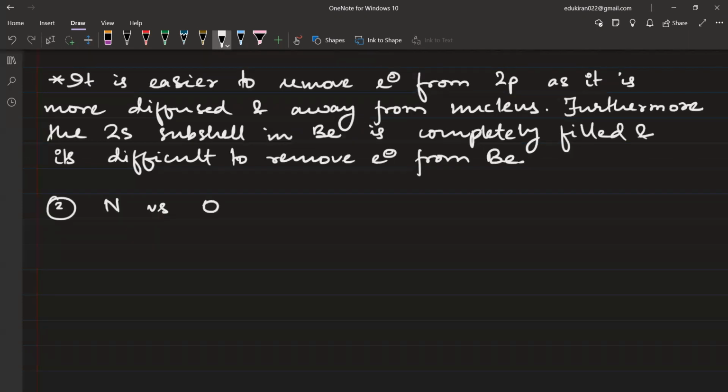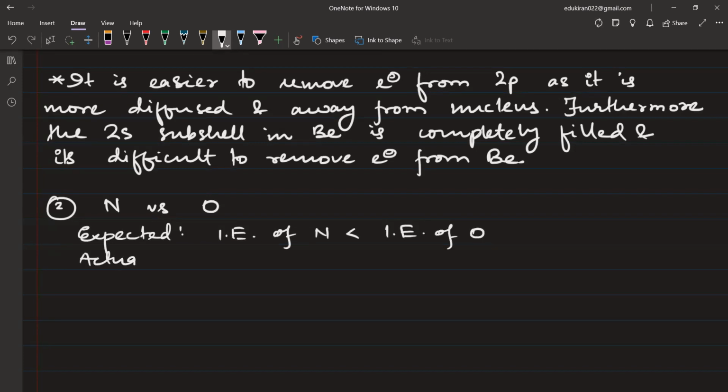Nitrogen versus oxygen. We expect that ionization enthalpy of nitrogen should be less than ionization enthalpy of oxygen, right? But what do we see? Actual ionization enthalpy of nitrogen is rather higher than the ionization enthalpy of oxygen. The reason is half-filled and fully filled subshell.